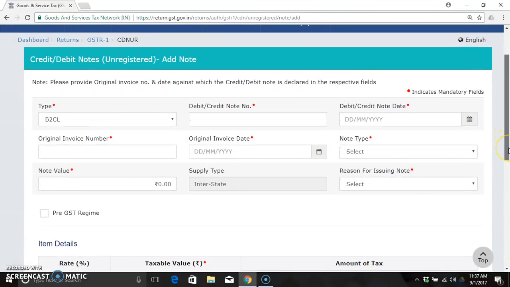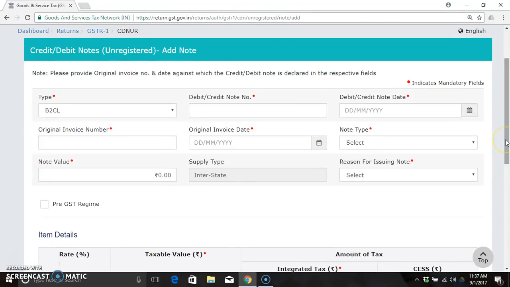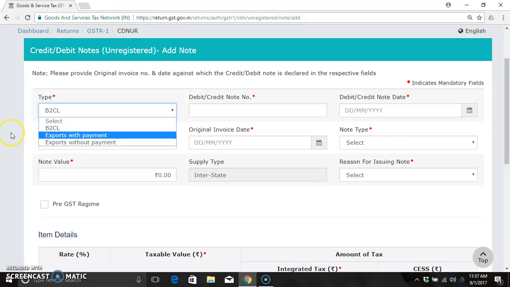You will be led to this page called credit or debit notes unregistered add notes. Now let's go one by one. The first is type. What is the type of credit or debit note? If you just scroll down, you will find that there are 3 options. One is B2CL, that is business to customer large invoices. Next, exports with payment, and next, exports without payment.